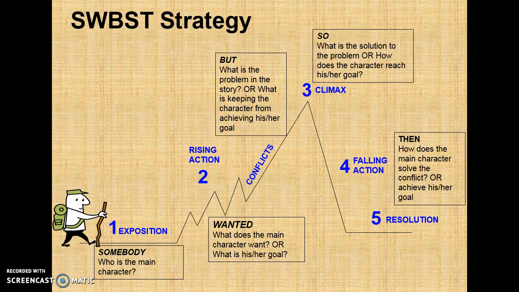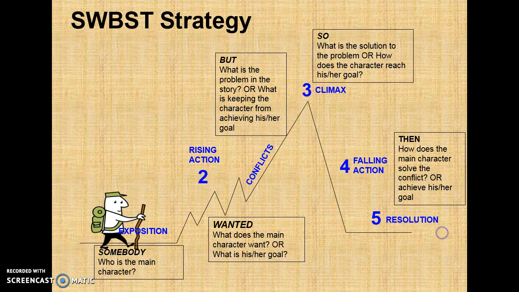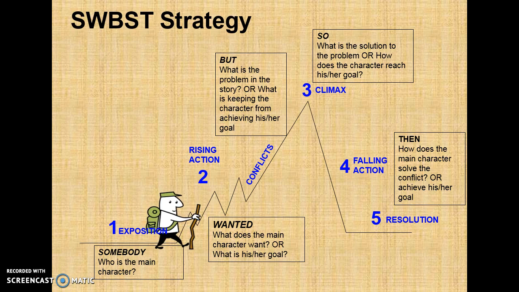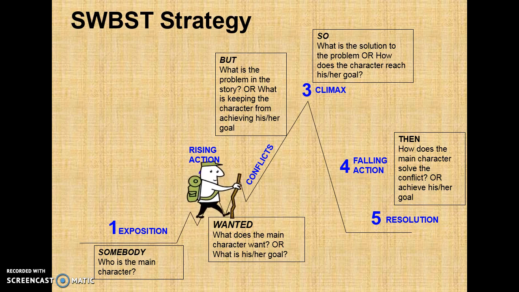The SWBST strategy, or the Somebody Wanted But So Then summarization strategy, works really well with the plot diagram. For the exposition, you find out the somebody, who is the main character. During the rising action, we find out what the main character wants, or what his or her goal is.